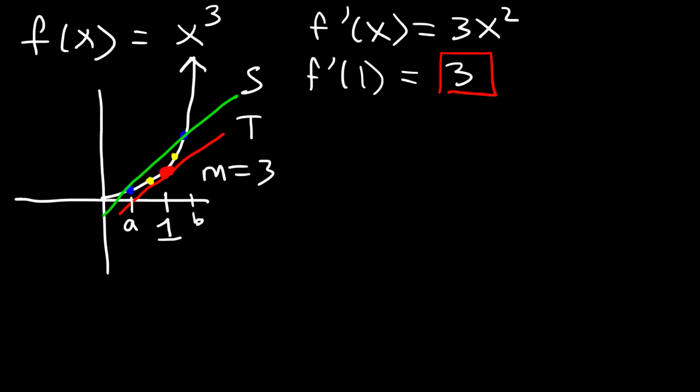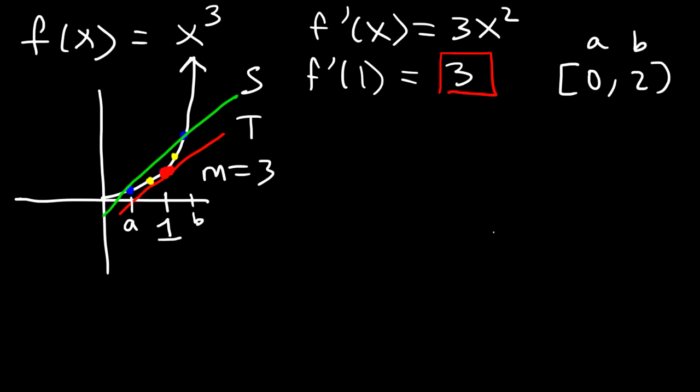So now we need to choose 2 points, and you want one to be the center. As you can see, the point of tangency is in between A and B. So pick 2 numbers where 1 is the midpoint of those 2 numbers. So let's try 0 and 2. So this is A, this is B.